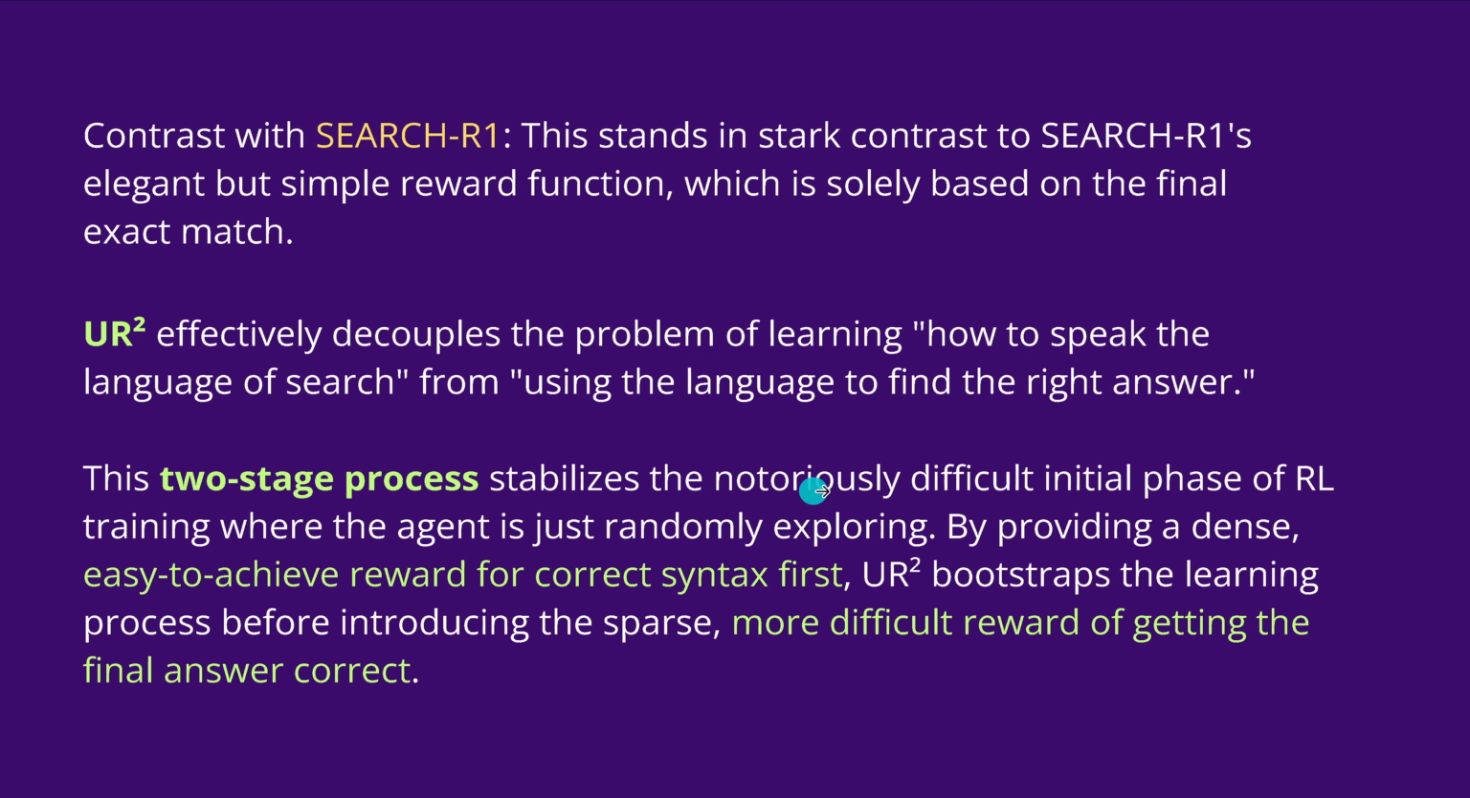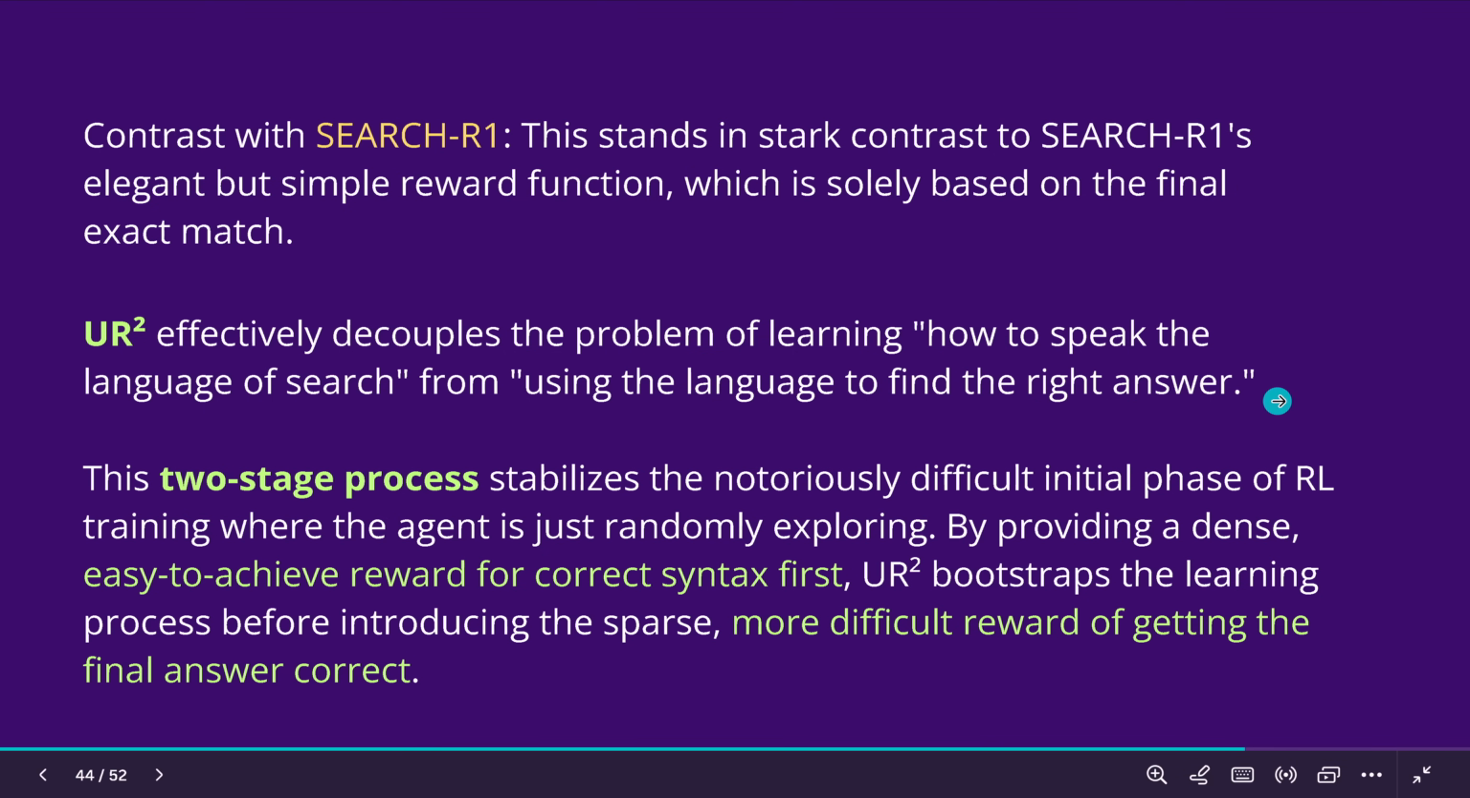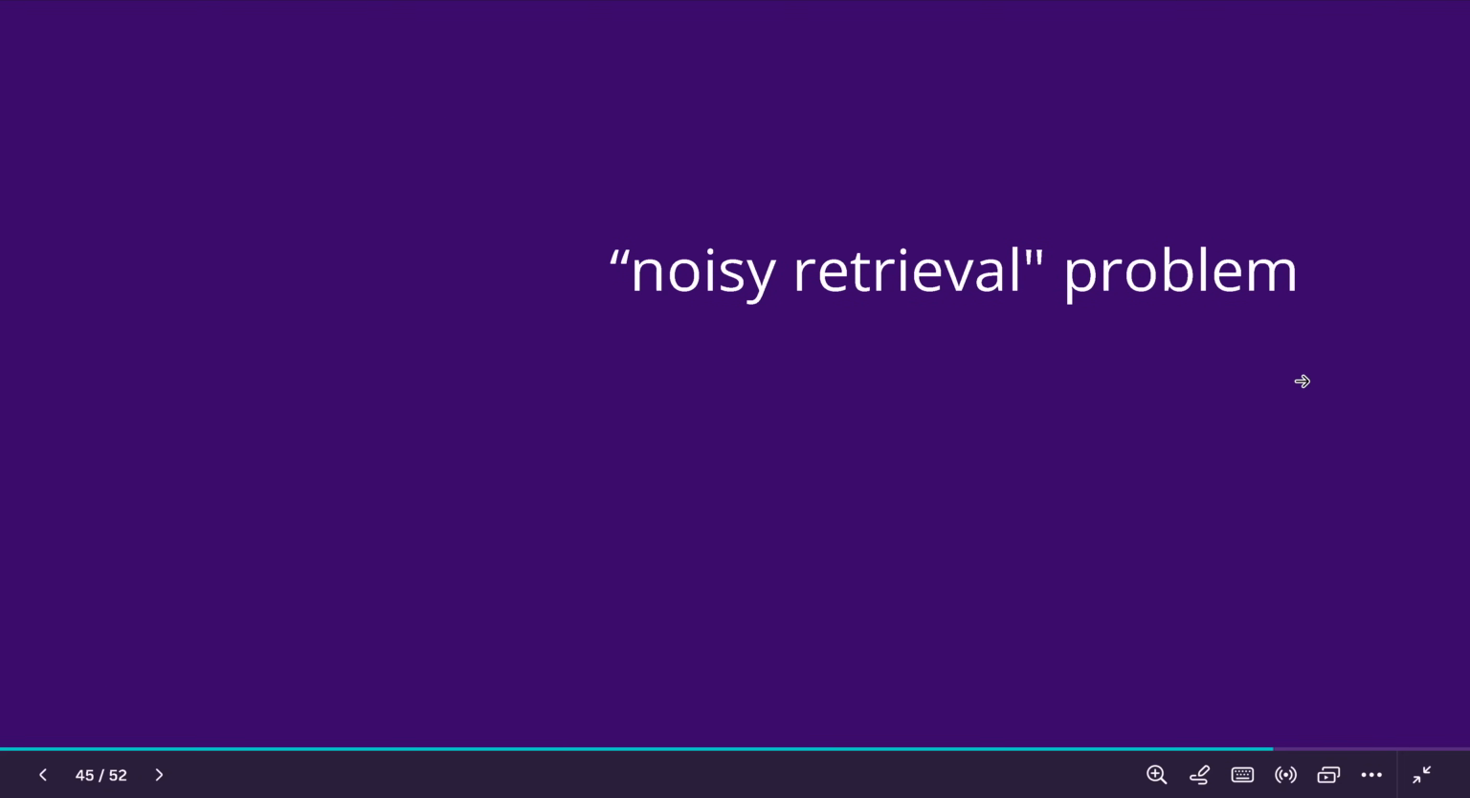What it does, it stabilizes this difficult initial phase of reinforcement learning training, where our agent is just randomly exploring. So we help the agent in its learning process by providing a dense, easy to achieve reward in the first step for the syntax first. Then we have UR2 bootstrap the learning process, before introducing a more difficult reward structure of getting the final answer factually correct. Nice idea, I like it.